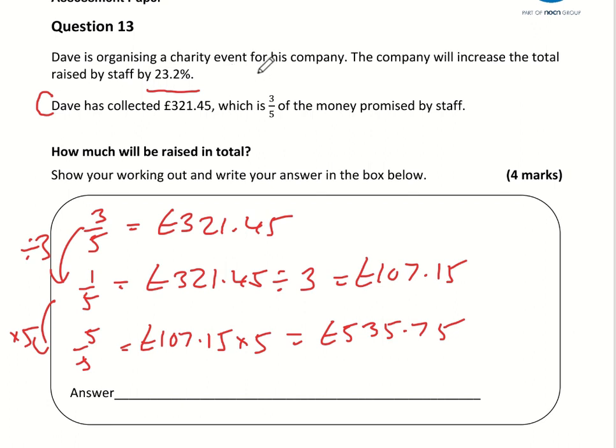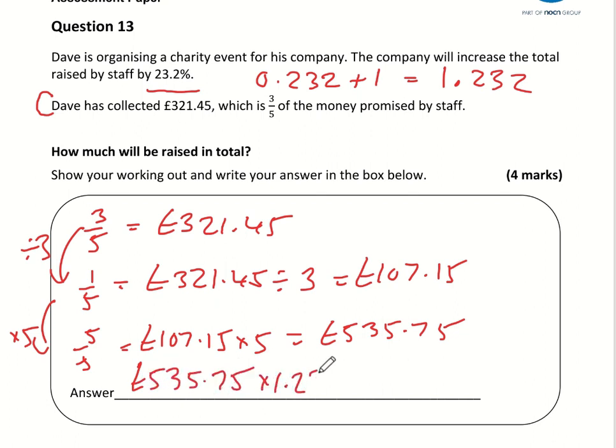Now the company is increasing the total by a rather bizarre amount, 23.2%. Now the multiplier for 23.2% is 0.232. So this is the multiplier we would use to calculate 23.2%, but when we want to increase by 23.2%, we're going to add 1 to this figure, so we're going to multiply by 1.232. So my final calculation is 535.75 times 1.232, and we get our final answer of £660.044. We'll round to 2 decimal places, and that will just round down to £660.04.